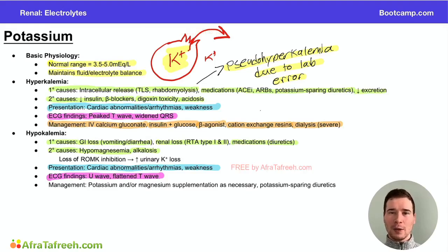And finally, the last thing we're going to talk about for potassium is management. So potassium supplementation and/or magnesium supplementation if necessary. We talked about why correcting magnesium is important to ultimately correct the potassium level. And also you can use potassium sparing diuretics. This should make sense, right? If we're giving potassium sparing diuretics because they have low potassium levels, that should help elevate their potassium levels.